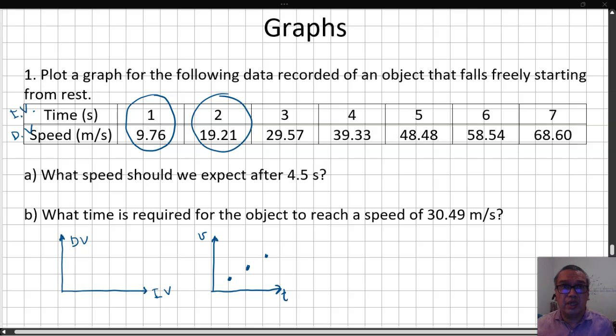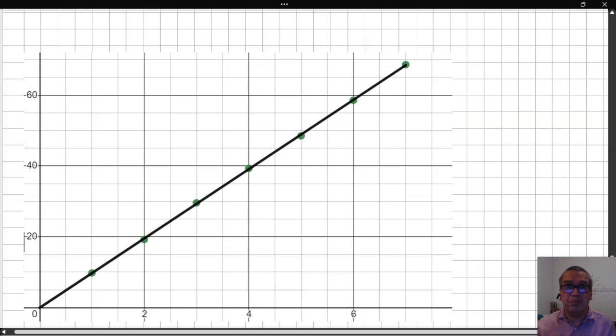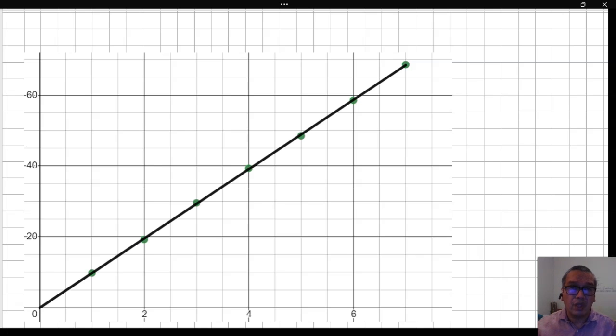You just have to take a ruler and draw the line as close to all the points in general as possible. One good way to test that you have a good approximation of the line is that some points are a little bit above the line, like this one, and some points are a little bit below the line, like this one or this one.